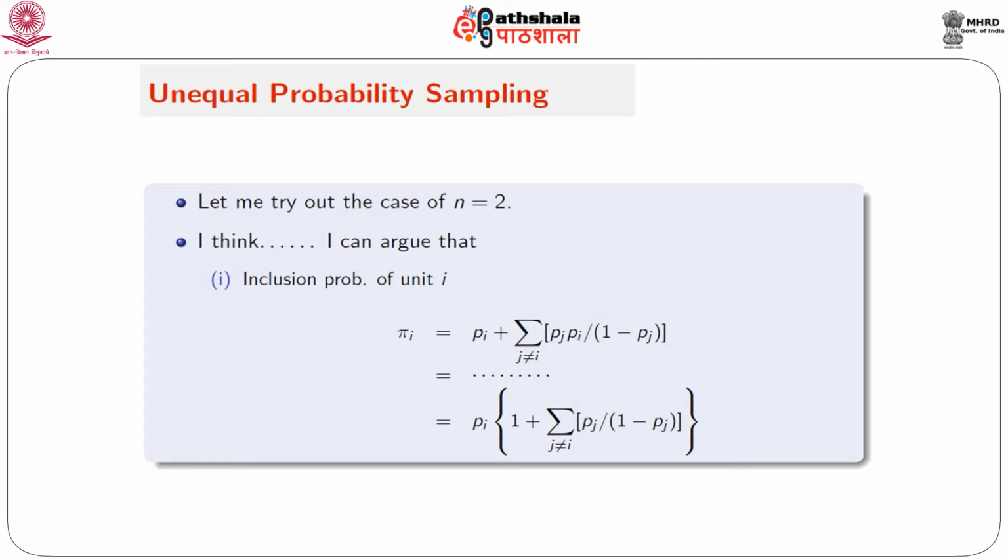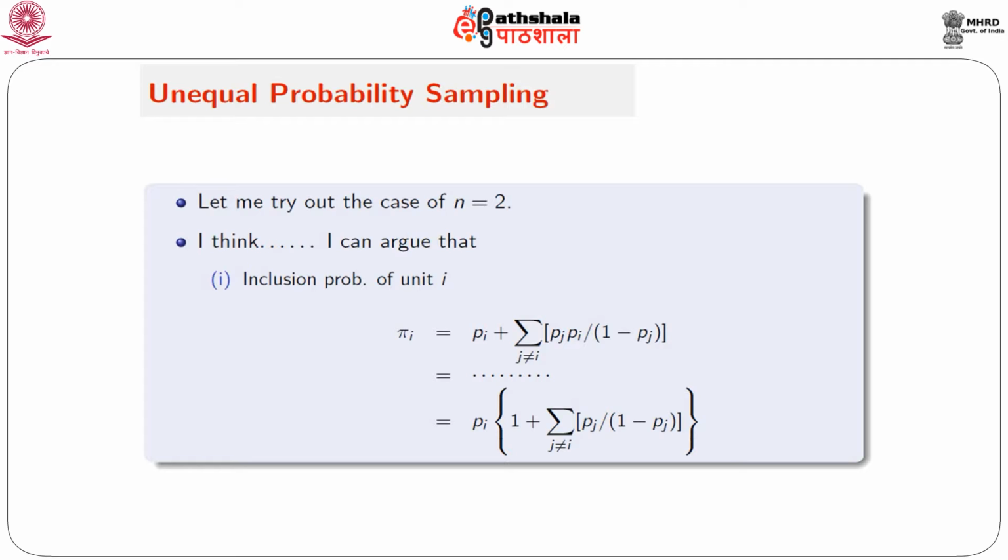You are very right. Let's try to argue out once more. Because the sample size is 2 and because it is without replacement sampling, for the unit i to be included in the sample, there are only two chances: either right in the very first attempt or in the second attempt. That's it. In the very first attempt, all the p vector is used, p1, p2, pN, and the chance of the unit i to be included is pi.